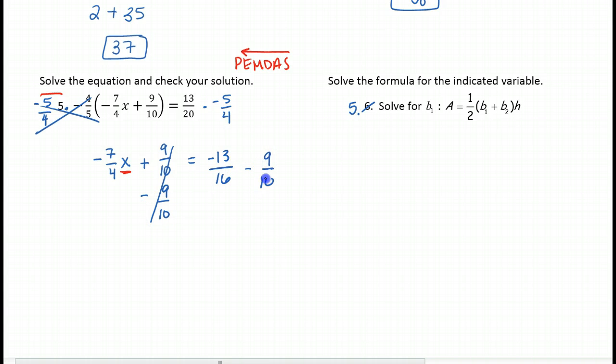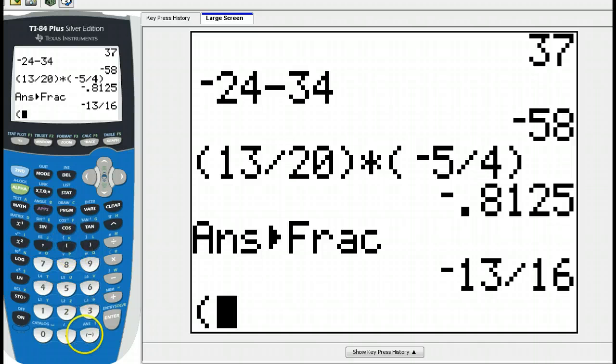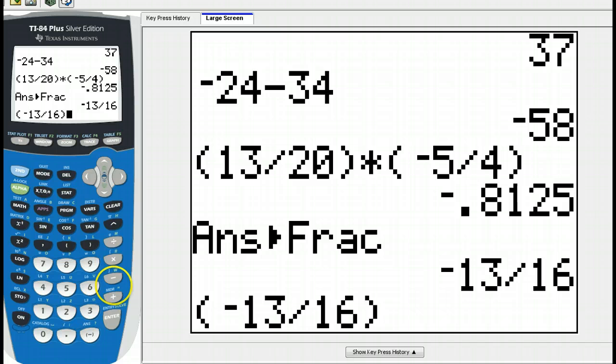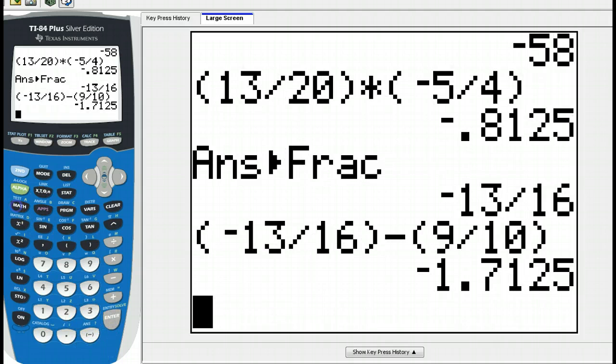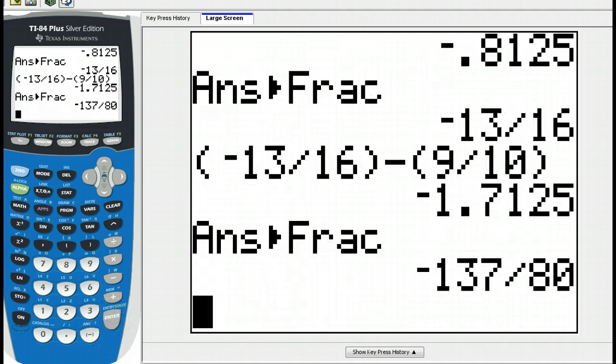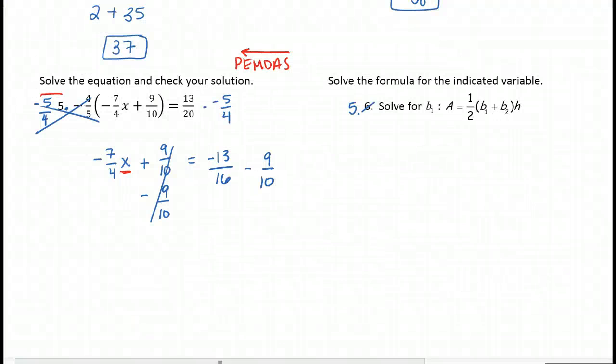So minus 9/10. Be careful if you're going to do this by hand. When you subtract fractions, you need a common denominator. I'm just going to put that right in my calculator. Negative 13/16. Make sure you always use parentheses. Minus 9/10. And again, I want a fraction. Math, enter, enter. So I have negative 137/80. So negative 7/4x equals negative 137/80.